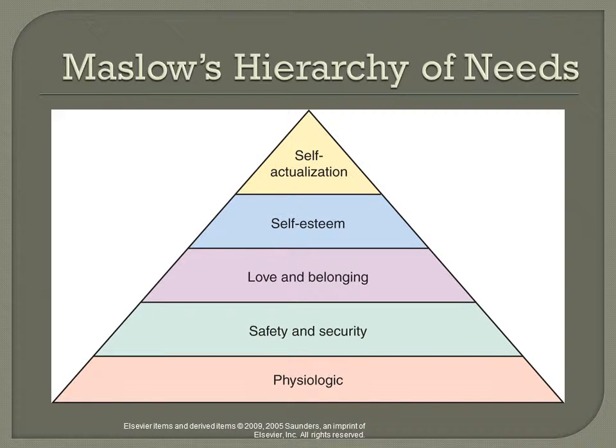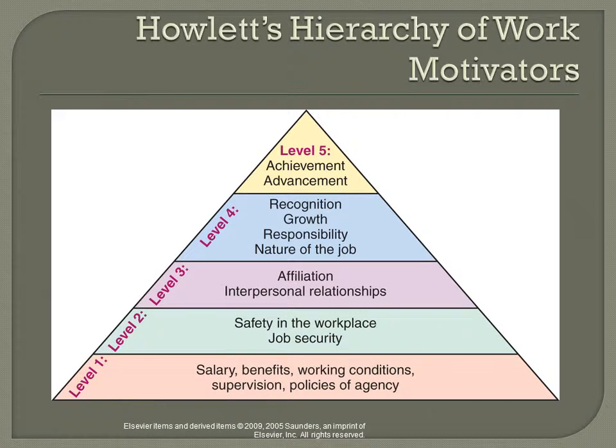This is Maslow's hierarchy of needs, which hopefully you should be very familiar with. Physiological being the most basic need, with self-actualization being the highest need, or the area that the fewest people achieve. And Howlett's hierarchy of work motivators. They're going to assist the first line LPN to understand the motivation of the team and its members.